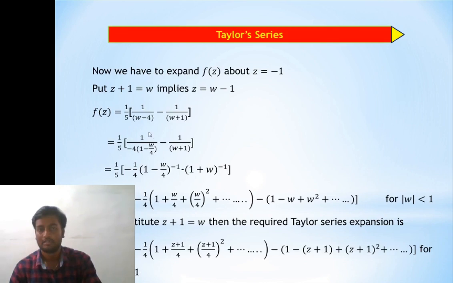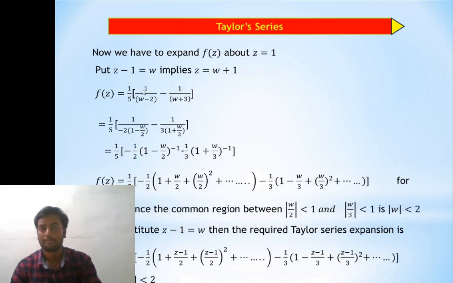Now similarly, we have to expand f of z about z equal to 1. So put z minus 1 equal to w, z equal to w plus 1. F of z is 1 by z into 1 by (w minus 2) minus 1 by (w plus 3), and it is 1 by 5. So here you have to take minus 2 as common, and here 3 as common. Now (1 minus w by 2) whole power minus 1, we take it as a numerator.